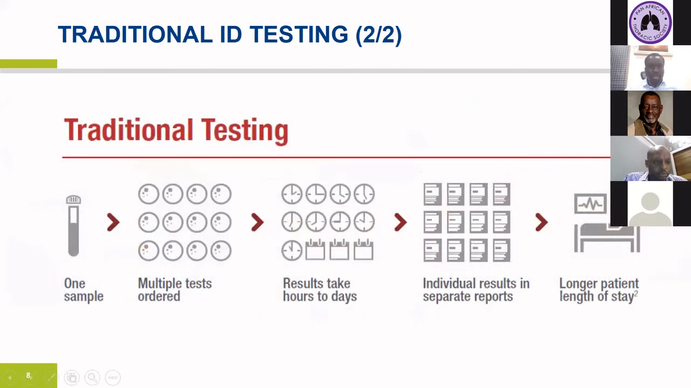So with traditional testing for infectious disease, what is seen is that you may have one sample or multiple samples, depending on the condition, where you do multiple tests, and depending on the test, the results may take hours or even days. And this comes back with individual reports, and obviously this can lead to increased length of stay or even a length of period without a decision as to what is happening to the patient.